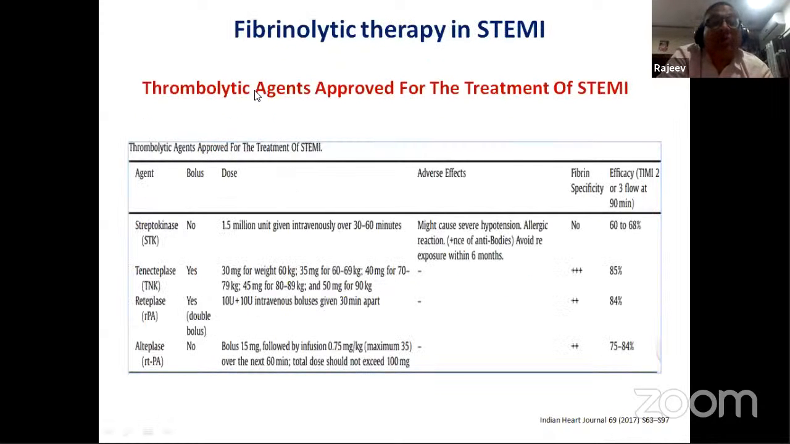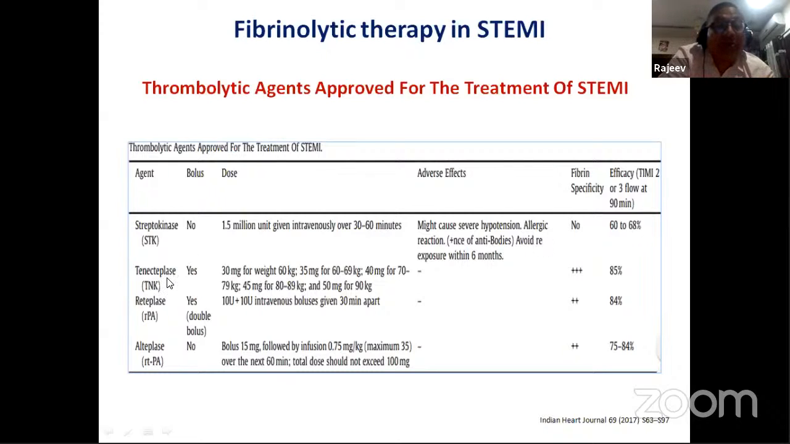The approved fibrinolytic agents, we have streptokinase given in a dose of no bolus, 1.5 million units over 30 to 60 minutes. But the most important side effect of streptokinase is hypotension, and few patients have allergic reaction because of presence of antibodies. You should avoid re-exposure within 6 months. It is not very fibrin specific, and the efficacy in achieving TIMI 2 or TIMI 3 flow, that is establishing the flow, is about 60 to 68% only.